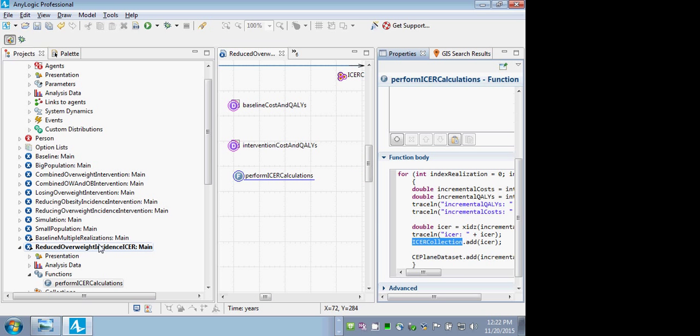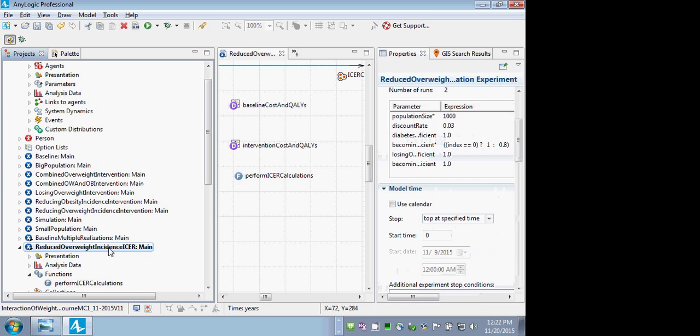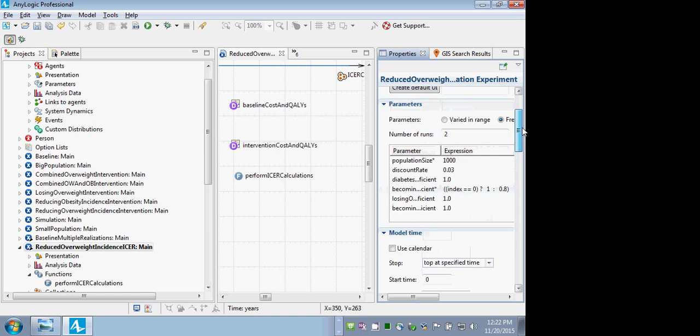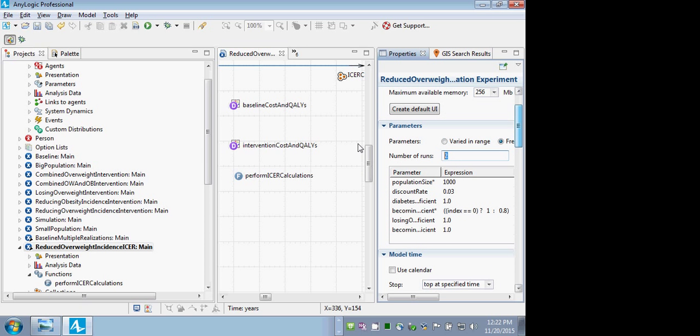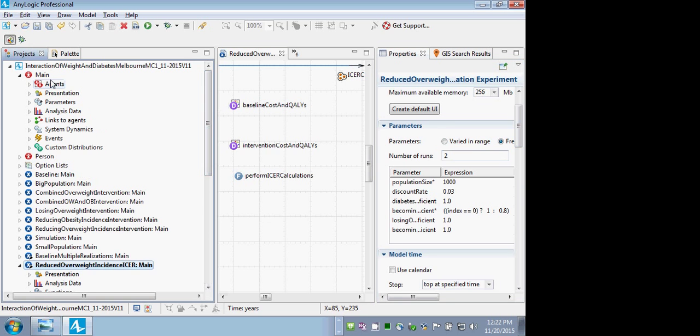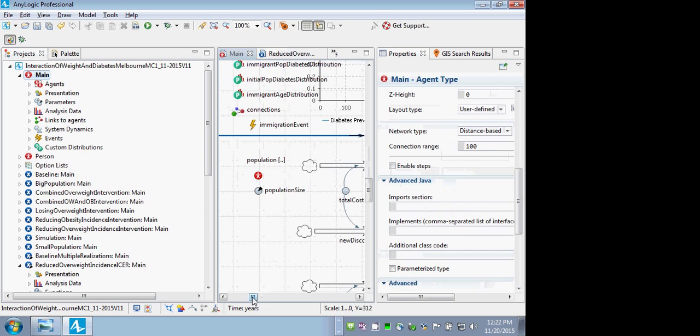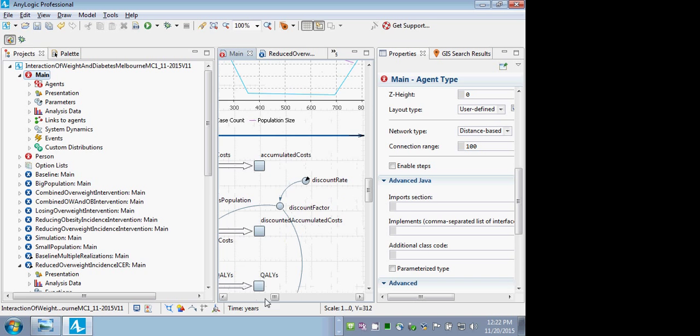So this will run the model many times. I think we set it to run it, here it just did it twice, but in general we could run it 100 times or what have you. And for each of those pairs of runs, it's going to run a baseline and an intervention, take the incremental difference in terms of these costs and QALYs, and it will perform an incremental cost effectiveness ratio from them, okay?